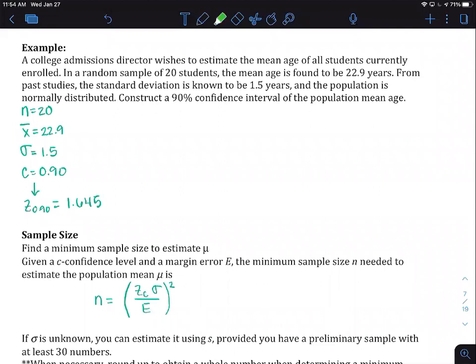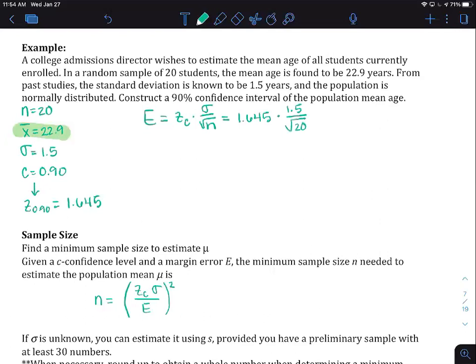So we have our point estimate, x bar. So we need to find E, our margin of error, which the formula, let's review that, is z c times the standard deviation divided by the square root of n. So if we plug in what we know, we have 1.645 times 1.5 divided by the square root of 20.